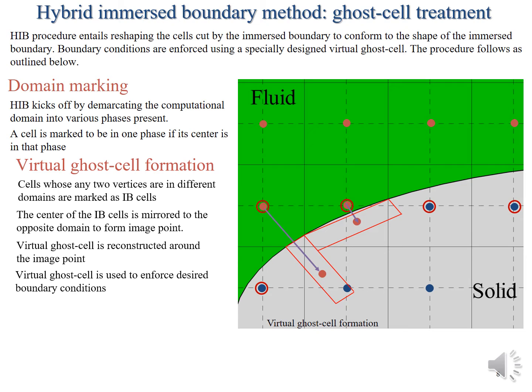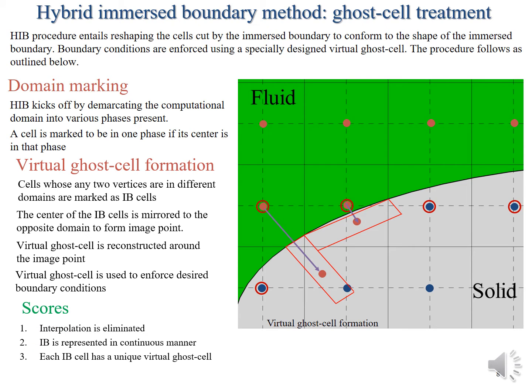new virtual ghost cell. So the main score is that interpolation is eliminated, and the reason is that since the center of the immersed boundary cell and the center of the virtual ghost cell are mirror images of each other, we don't need interpolation, since we already have the value of the conservative property at the center of the immersed boundary cell. The other thing is that since every immersed boundary cell has a unique virtual ghost cell, the immersed boundary is represented continuously and consistently from one immersed boundary cell to another. So those are the scores of this new method.